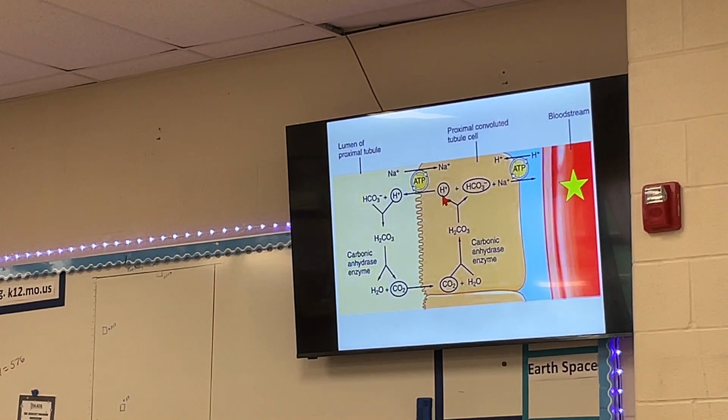This shows how you are actively transporting the hydrogen and the sodium, and also the sodium and the hydrogen here. It can be moved back and forth, and then this is the bicarbonate to help balance that acid base as our body needs it.